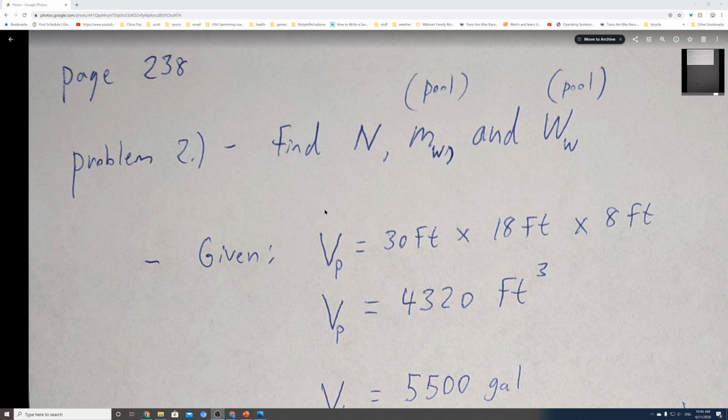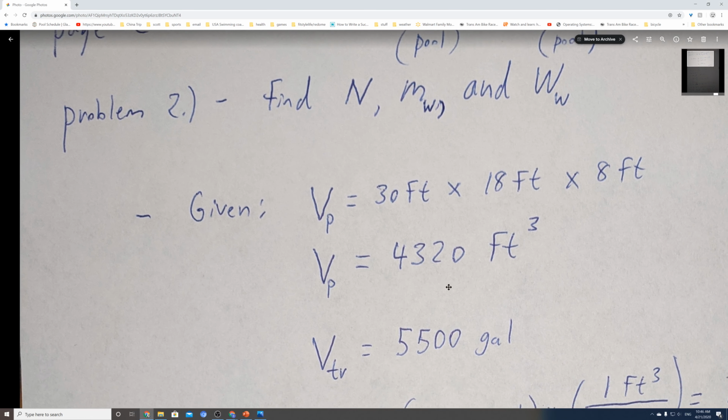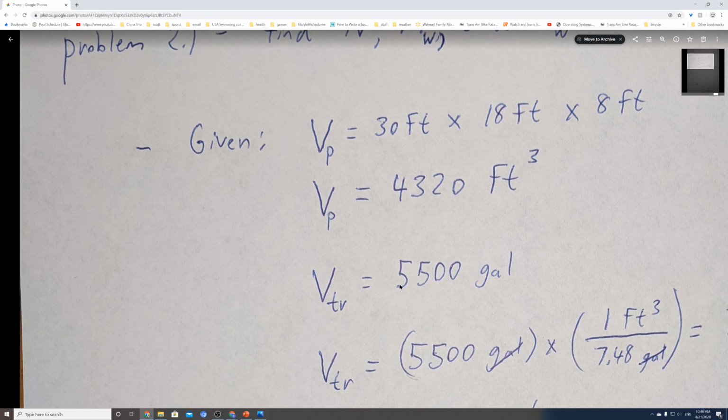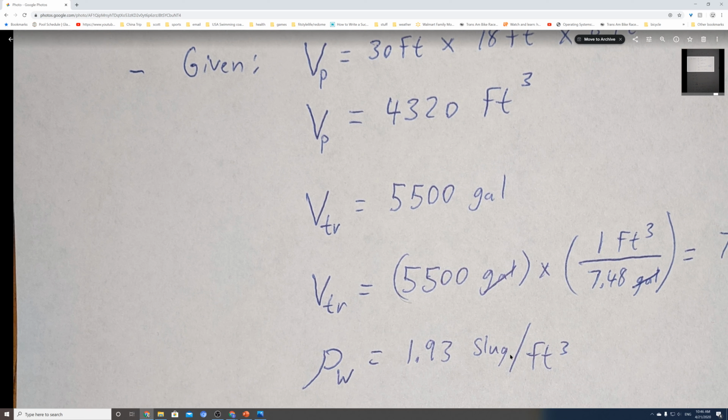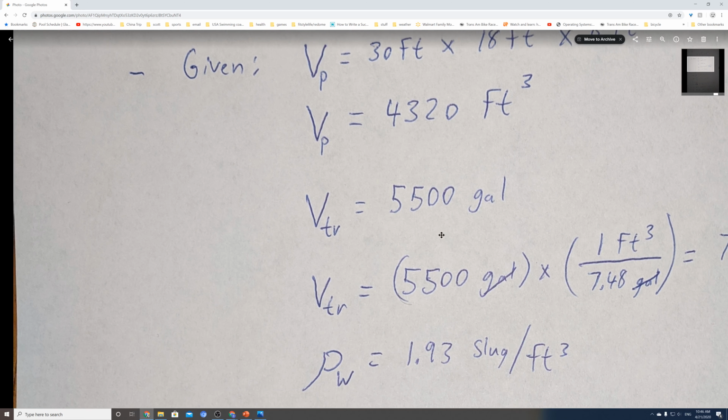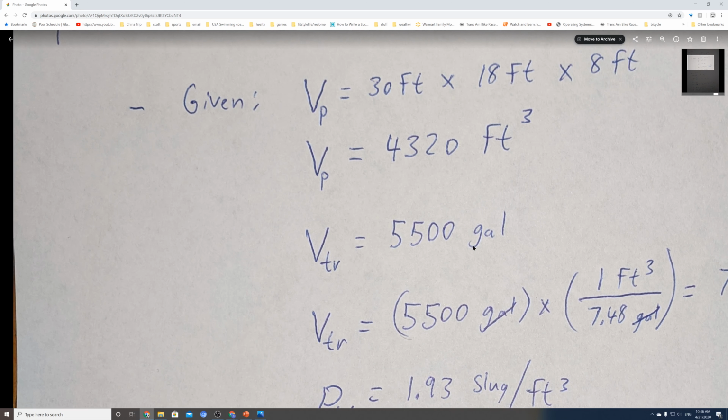Okay. So we're looking for N, the number of trips, the mass of the water in the pool, and the weight of the water in the pool. We're given some quantities. We're given the volume of the pool, and I went through and did the calculation here. We're also given the volume of the truck, and I recognize that our density was given in terms of slugs per feet cubed, so I need to make a conversion.